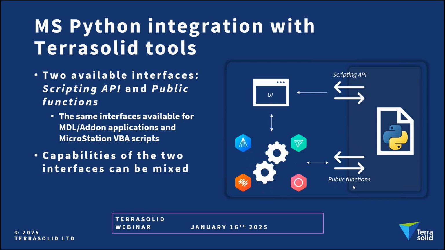Then the public functions, those are some functions that are available in the software. Those are documented in header files shipped with the software installation package. And using those functions, we can directly give instructions for the application core. So we are operating on a lower level with the application. And in general, these two different interfaces can be mixed. So one script could communicate with the software using both of these alternatives. These are not exclusive, but we can mix these two alternatives.